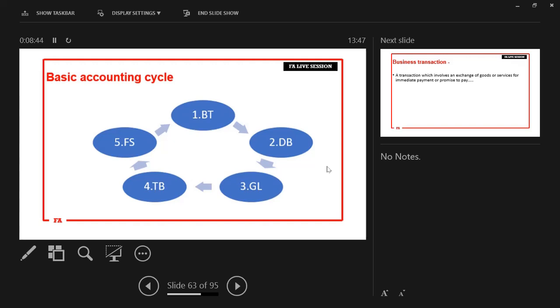So, from the trial balance, you get on to the financial statements. Our financial statements are simply reports that indicate to us the financial performance and the financial position of a business. So these are five basic steps of your accounting cycle.